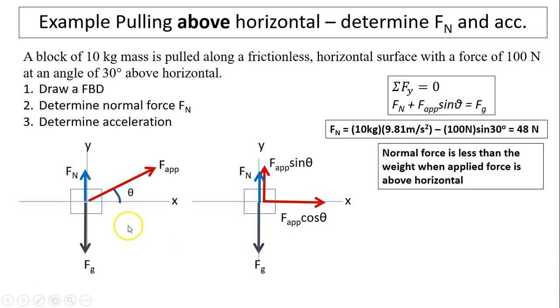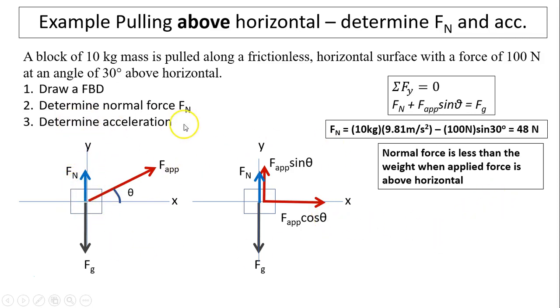That makes sense because the ground doesn't have to supply the whole weight of the box. When you apply a force above horizontal, you kind of lift the box. The ground doesn't have to support all the weight because part of your force is supporting it, kind of pulling the box up.